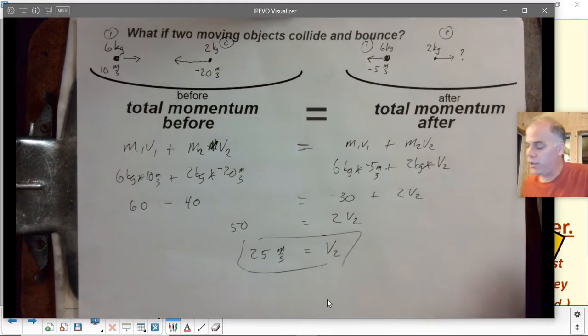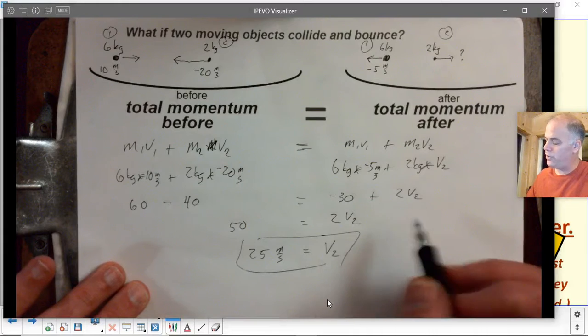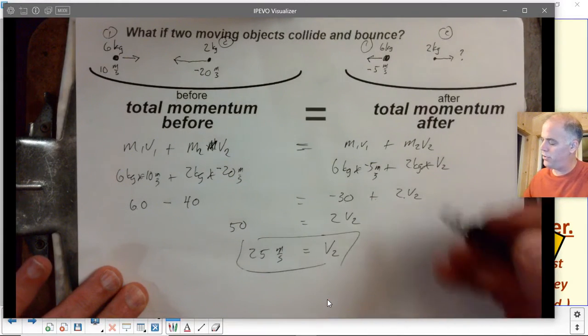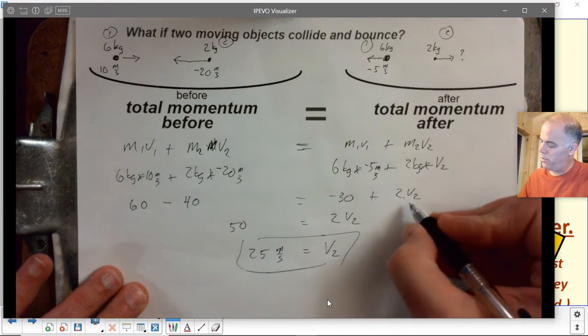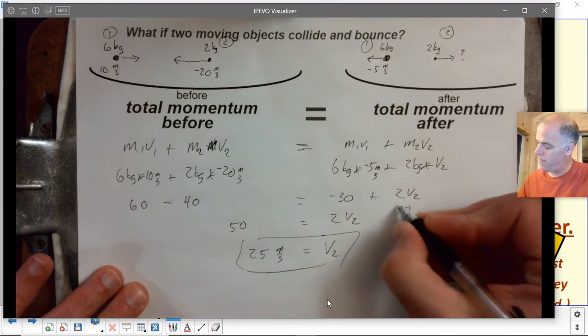Now, how can we check to see if we're right? Well, we can plug in numbers and make sure that we've got this. So we have 60 minus 40 is equal to negative 30 plus 2 times 25, so this is going to be plus 50.